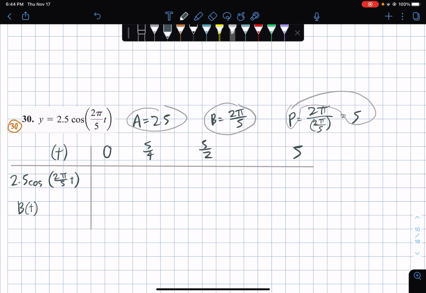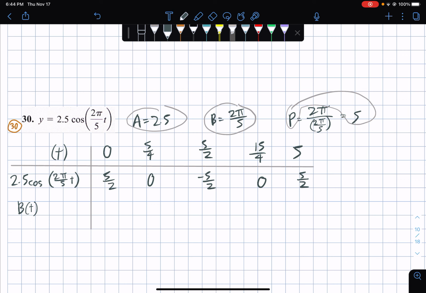And right now, what's missing is something over 4. Let's assume that this is 10 over 4. And this one is 20 over 4. Okay, so this is definitely 15 over 4. Now, multiply the t variables to 2.5 cosine 2 pi over 5. We get the following. 5 over 2, 0, negative 5 over 2, 0, 5 over 2.